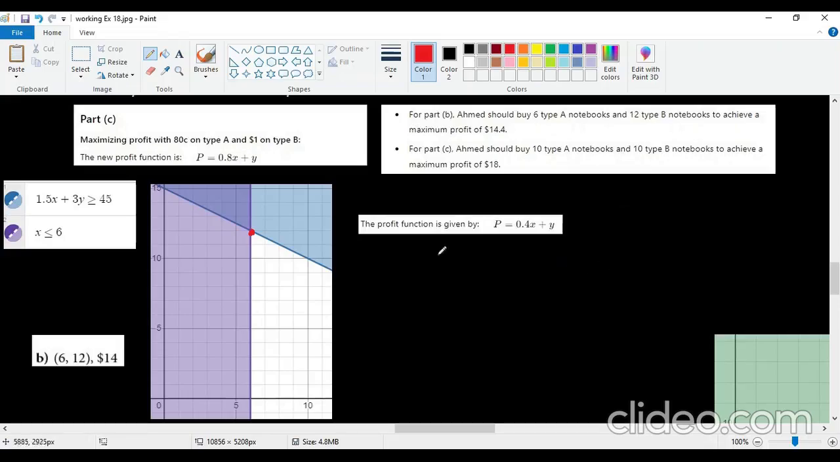Once we put this into 0.8 of X, where X is 6, plus Y is 12, it's going to give us 4.8 plus 12. So it's going to give us 16.8, 17 we can say.